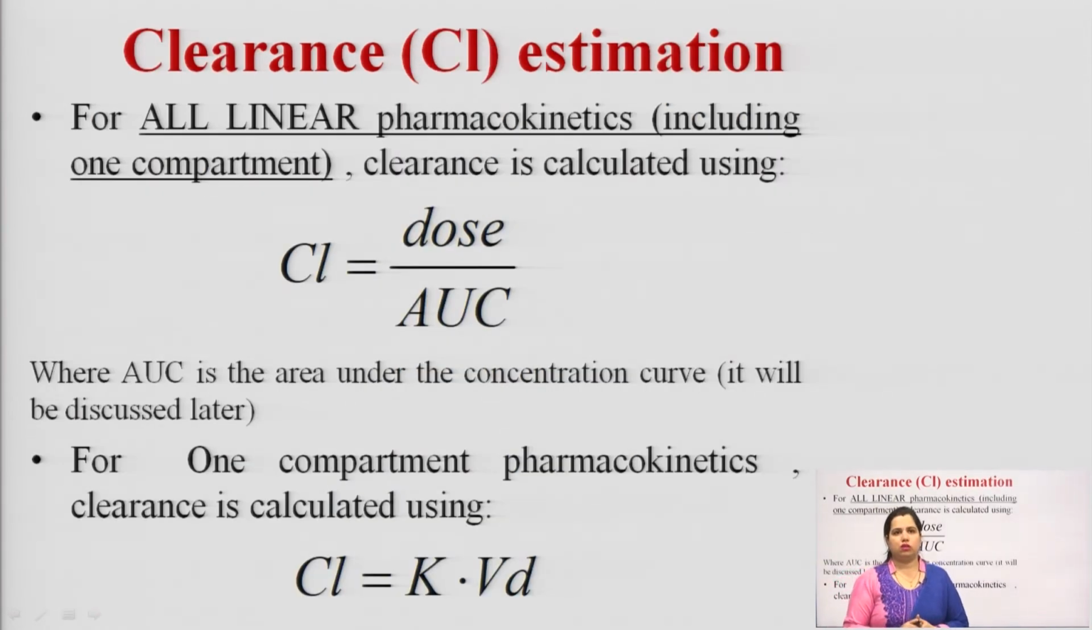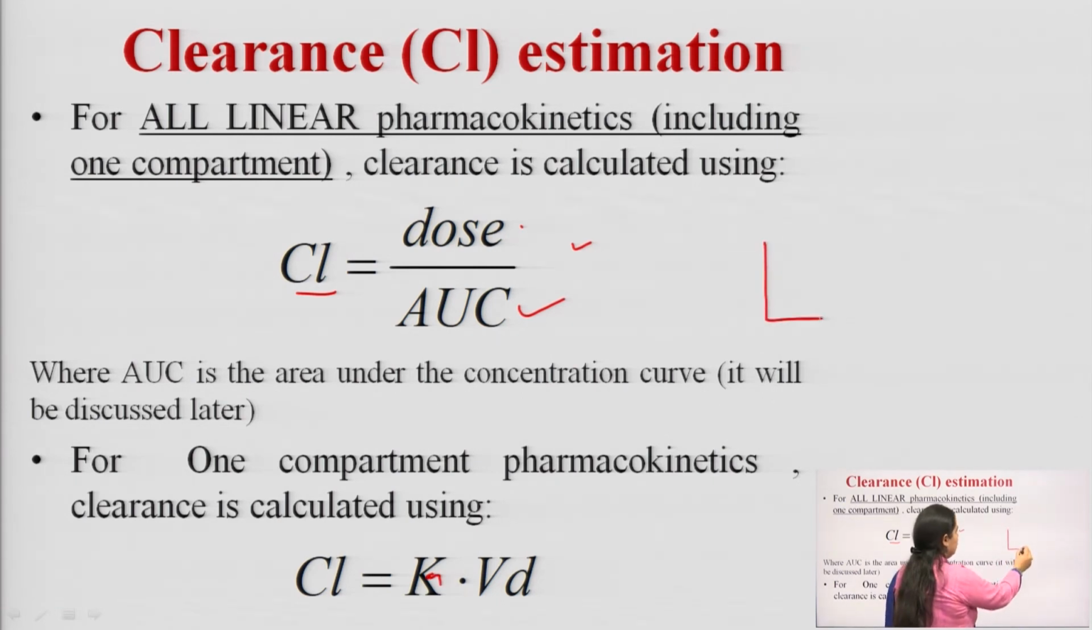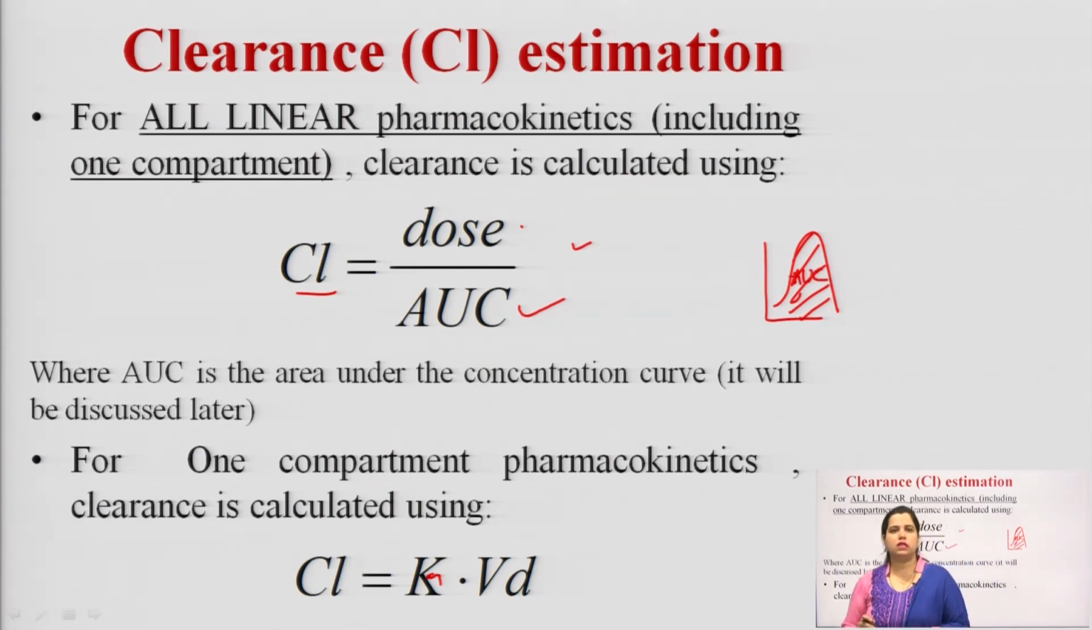Now, clearance estimation. For all linear pharmacokinetics, including one compartment, clearance is calculated using this equation: Cl equals dose divided by AUC, the area under the curve. We have discussed these pharmacokinetic parameters in our earlier sessions. You know what area under the curve is: the integrated area of the curve is known as AUC. So, clearance is equal to dose divided by AUC.